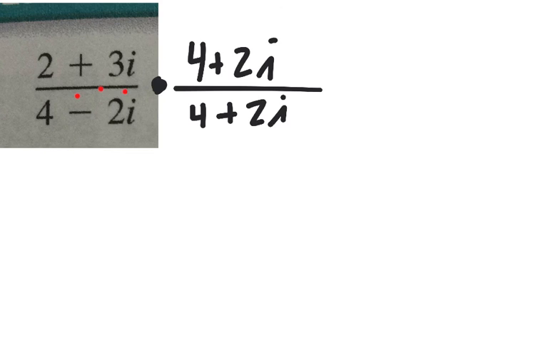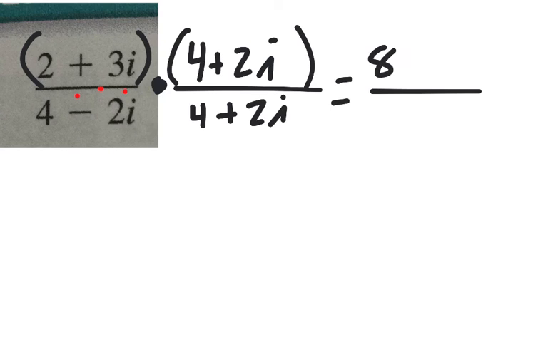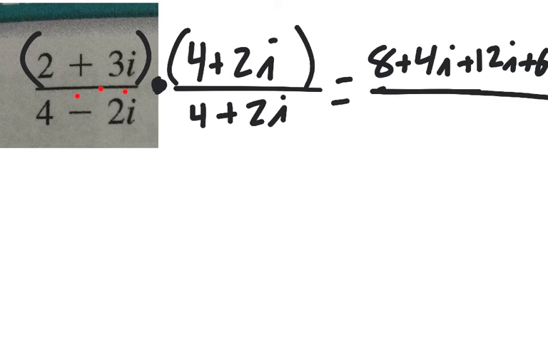Okay, so we're going to do the multiplication. So let's multiply in the numerator first. 4 times 2 is 8. 2 and 2i is 4i. 3i and 4i is 12i. 3i and 2i is 6i squared. And now in the denominator, because I'm multiplying conjugates, I know the outside and the inside cancel. So I'm going to be 4 times 4 is 16 minus 4i squared.